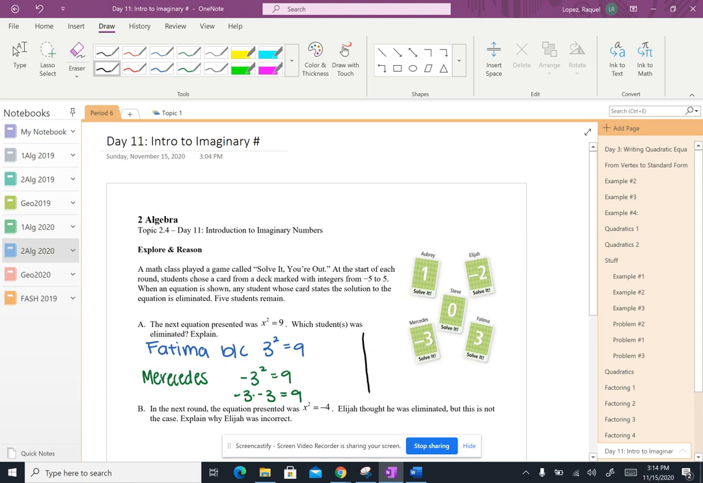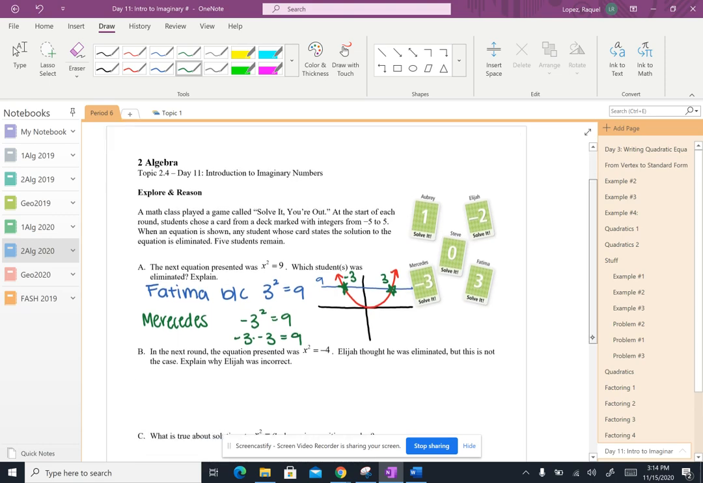Another way that we can think about this is to take a look at the graph. x squared is a parabola. It's actually the parent function. So here's our parent function, x squared. The question being asked is, where does the equation equal 9? Or where does the graph cross this value of 9 on the graph? There are actually two places, because the parabola crosses that line twice. It crosses it here, which would be Fatima's solution of 3, and then over here at -3.